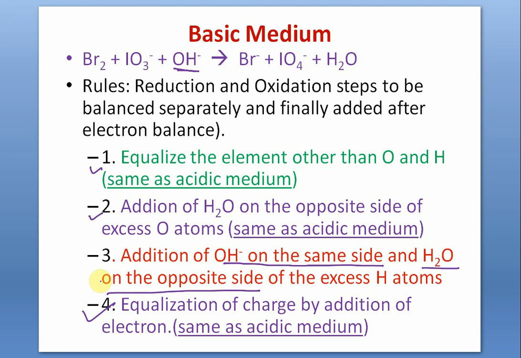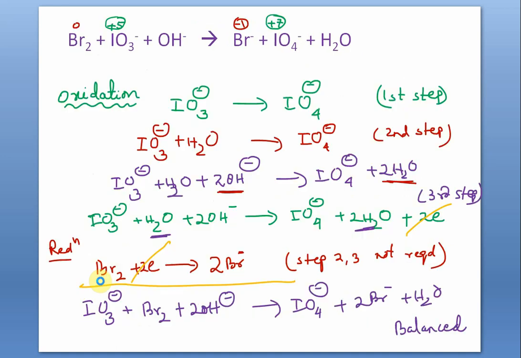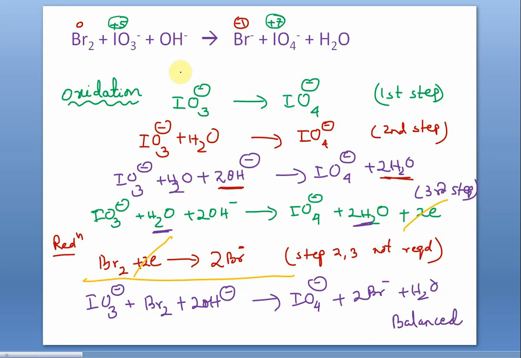But the third step is the killing 2 birds with one stone step. You have to add OH minus ion on the same side of the excess hydrogen, and immediately you have to add the same number of water molecules on the opposite side. So you will find hydrogen is balanced, oxygen is balanced, and finally you go for balancing the charge. Let us see. I have already done it for you, ready-made is there, and we will make it together in the next.